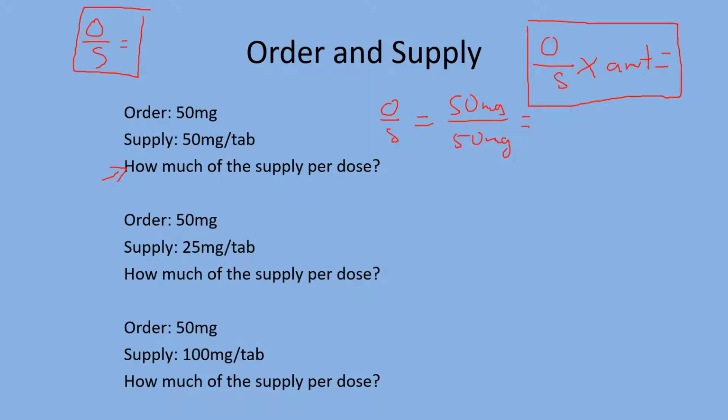The second one, what's our order? 50 milligrams. What's the supply? 25 milligrams. So that means we need to deliver 2 tablets. And lastly, the order is still 50, but this time our supply comes 100. So we would administer 0.5. Yep, 1/2 of a tablet. So the doctor may or may not know what supply you have, but you have to fill the order.